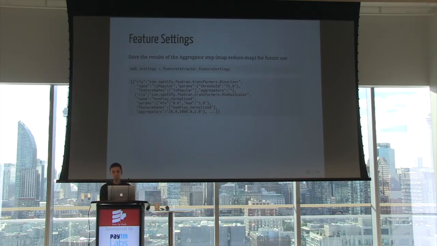OK, so let's look at another thing we can do with our feature extractor, which is get something called the feature settings. And this is basically an object that holds all the summary values computed during the aggregation step, and also the parameters needed for the feature transformation. So it would have things like the binarizer threshold, the range parameters for the MinMaxScaler, the actual min and max from the collection, our genre vocabulary, all that sort of stuff.